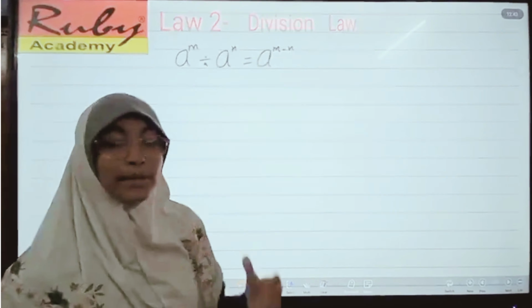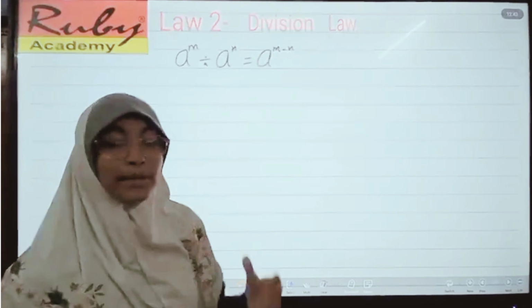Now an important point to remember here is that the powers here also can be whole numbers, negative numbers and fractional numbers. Now let's take some examples for this one. So for example, we have a base called x again. So x raised to 4 divided by x raised to 6.